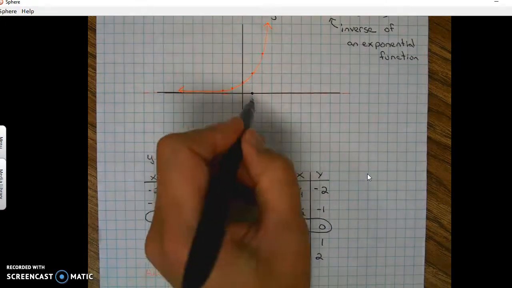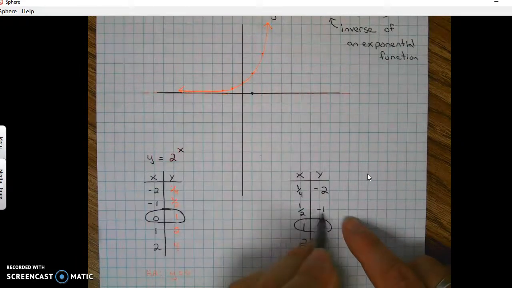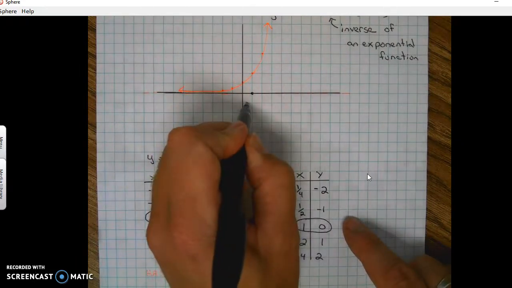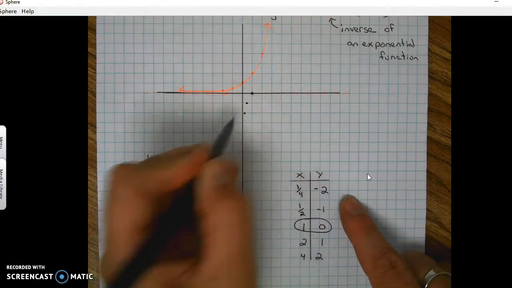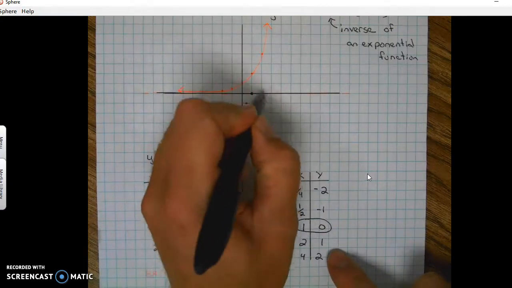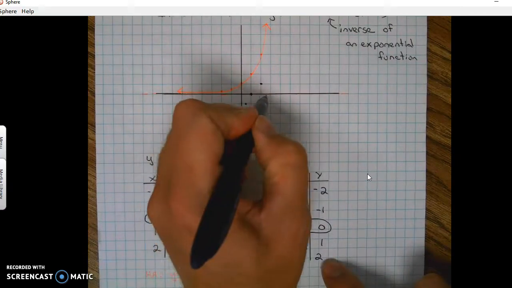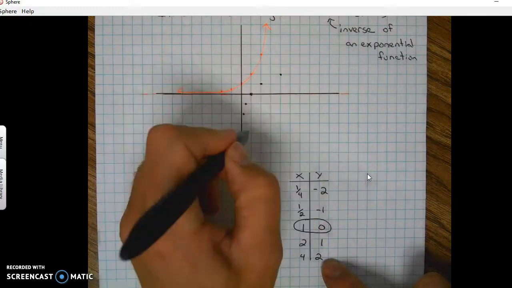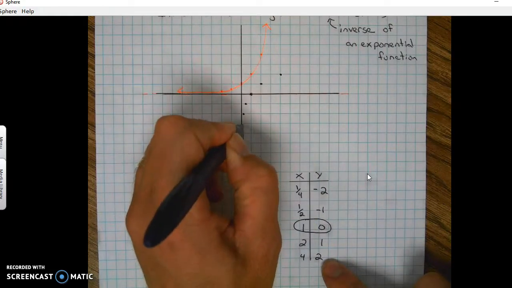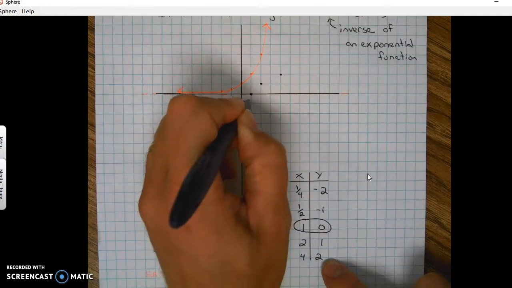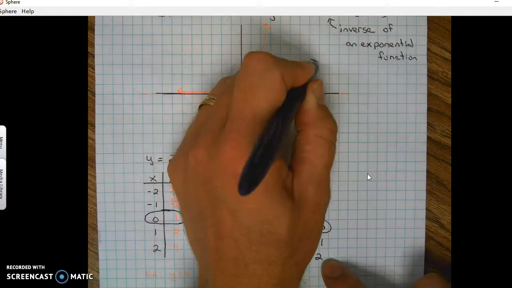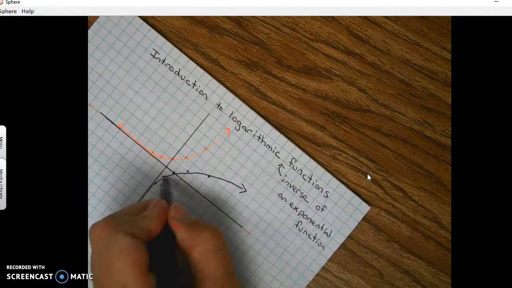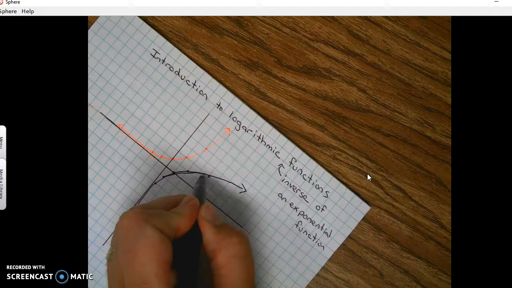So let's plot the rest of these. At a half, we go down 1. At a fourth, we go down 2. Then 2, 1, and 4, 2. So drawing our graph of our logarithmic function. It looks like that. Didn't do a very good job hitting all my points, but there we go.